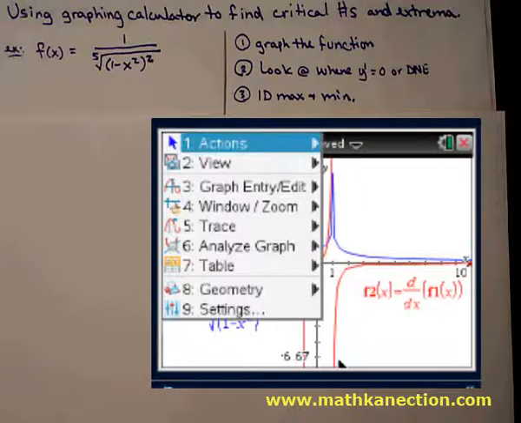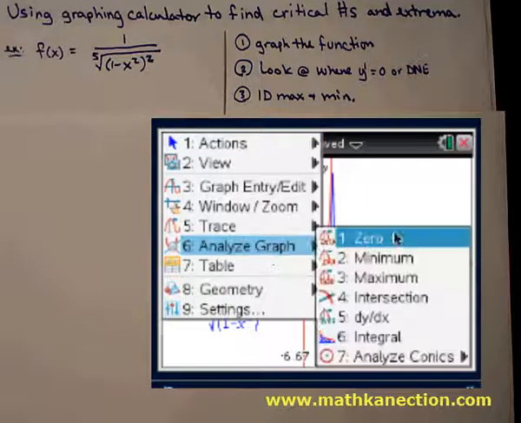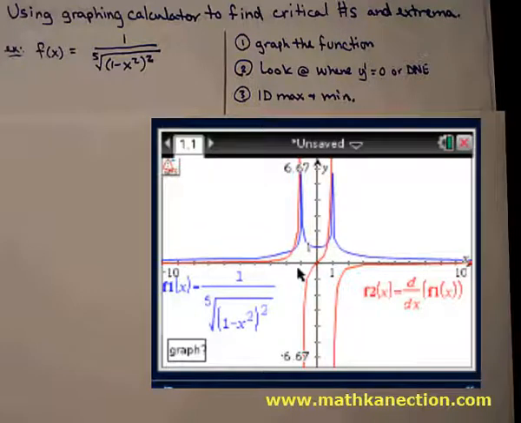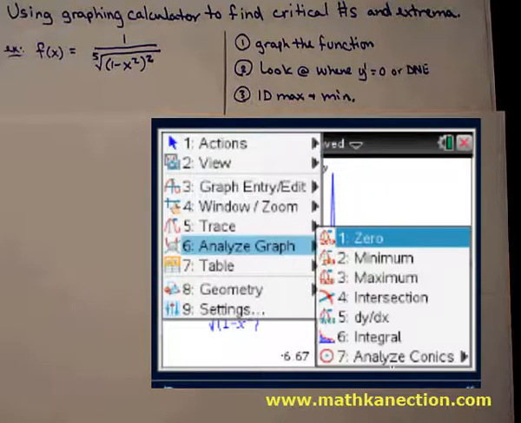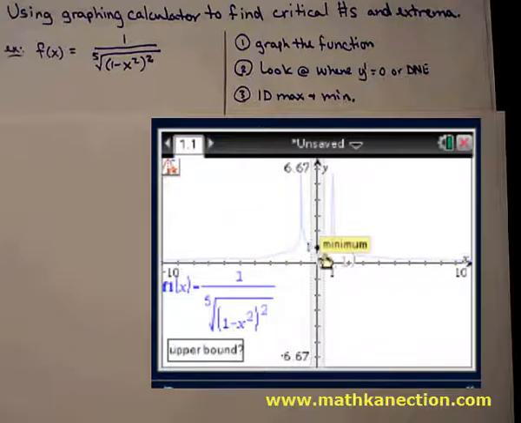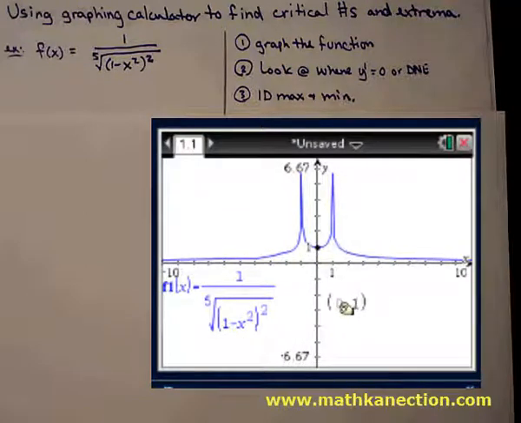And the derivative doesn't exist at those asymptotes at x equals negative 1 and 1. And the derivative is 0 when x is equal to 0. Then using the original graph, we'll find the minimums or the maximums. In this case, there's only a minimum at 0, 1.